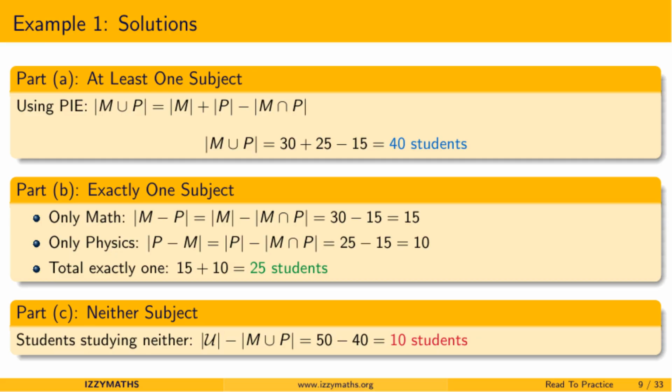For part C, students studying neither subject, we calculate total students minus those studying at least one, 50 minus 40 equals 10 students.